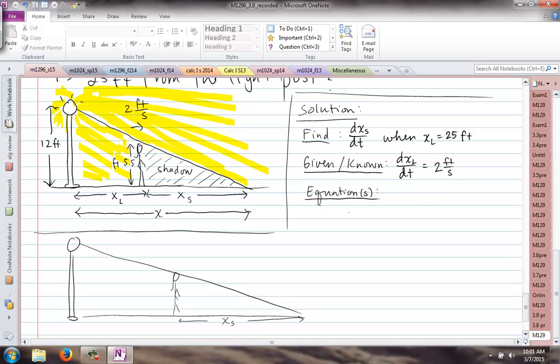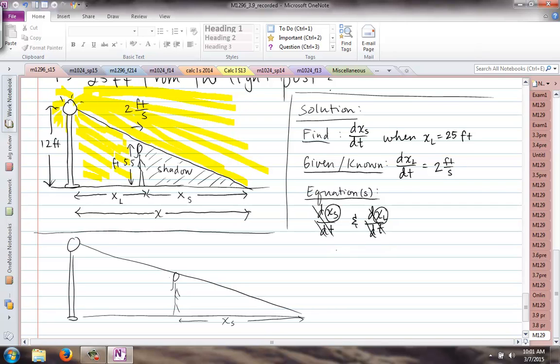And I'm kind of getting ahead of myself in this one, and I should write down exactly what I need in my equation. Well, we need the variables that are either given as rates in the problem or something we're trying to find. So that would be x sub l and x sub s. So to be a little bit more specific, we need x sub s and x sub l in our equation.